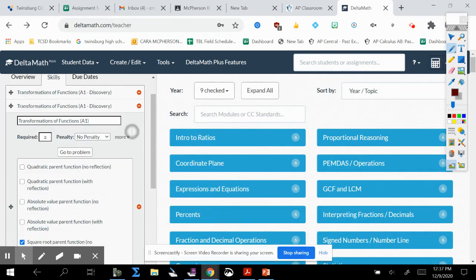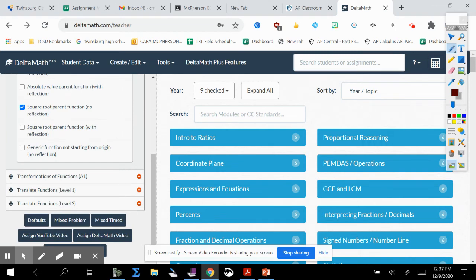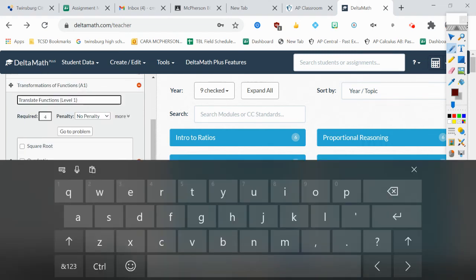Let me look back to the assignment. Oh, these were cube roots. Hold on.